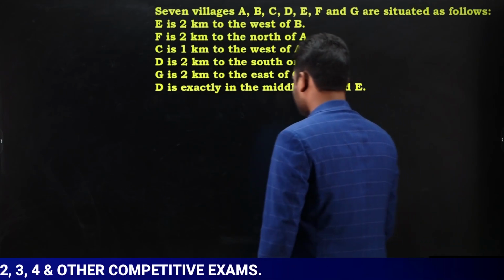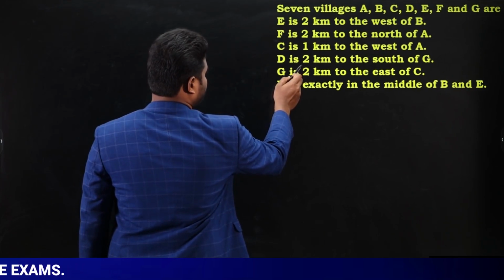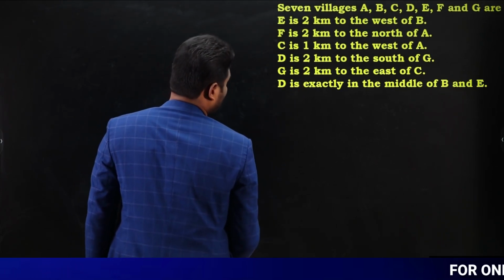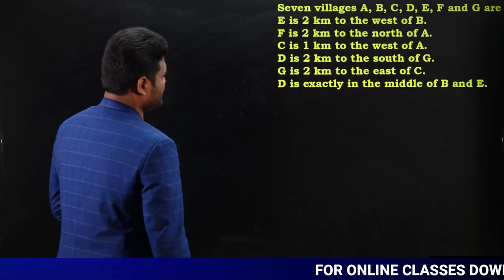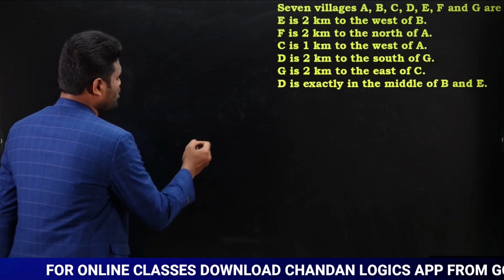Okay. Now let us represent the diagram. Read the statements and represent the diagram for this. Okay. Look here. So we have total how many villages? 7 villages. First statement, E is 2 kilometer to the west of B.